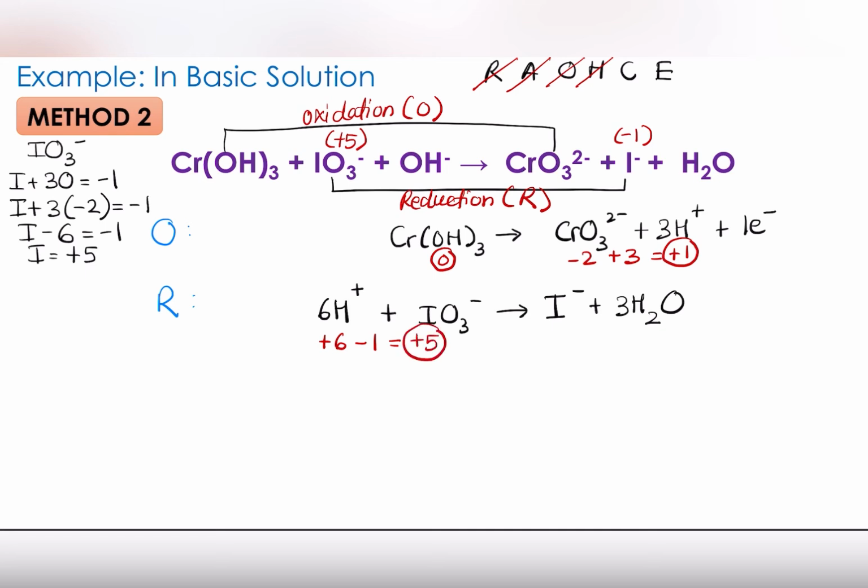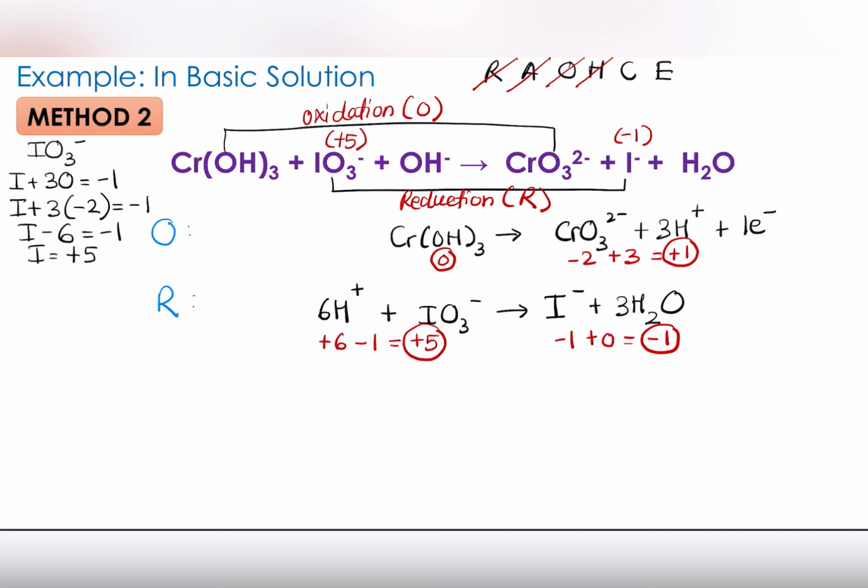And for this one, bahagian product, I got I minus here. So dia punya charge adalah negative 1. And for 3H2O, neutral compound adalah 0. So it will be negative 1. So bahagian kiri positive 5, bahagian kanan negative 1. Which one more positive? Bahagian kiri.